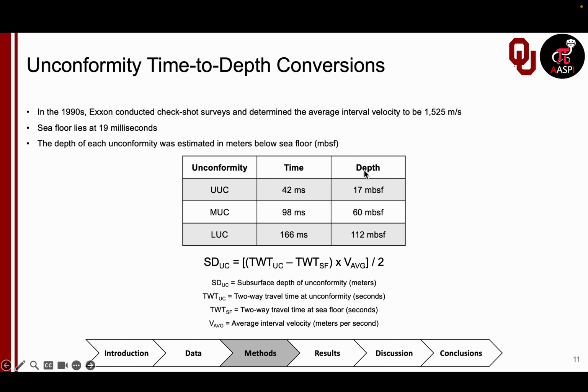We find that our upper unconformity, our shallowest unconformity, lies at 17 meters below the seafloor. Our middle unconformity lies at 60 meters below the seafloor. And our lower unconformity lies at 112 meters below the seafloor. I'll get more into why this is important in a little bit.